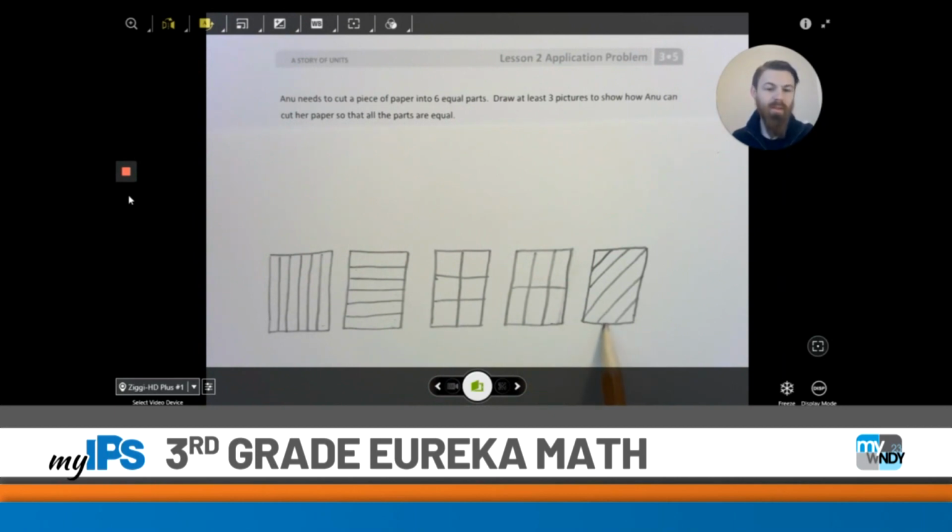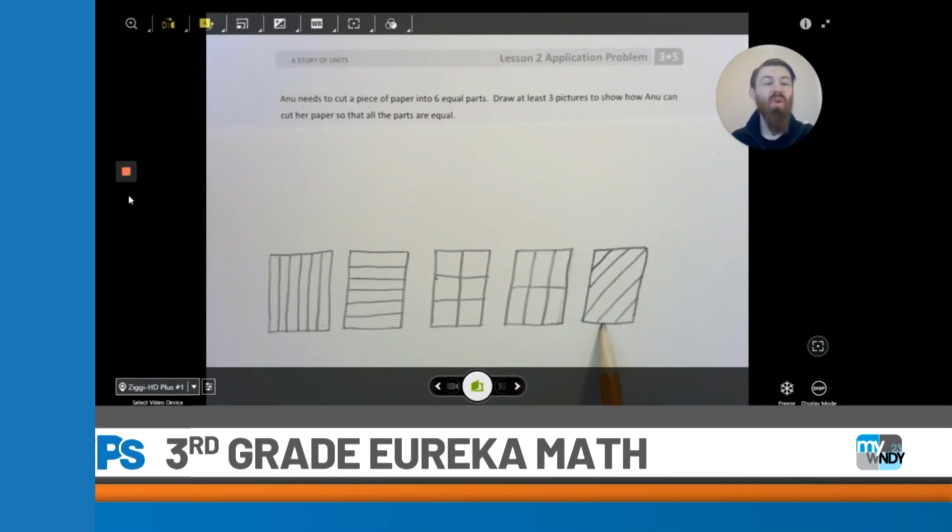Let's take a look at this one. Is this one partitioned into 3 equal parts? If you're saying or thinking no, you are correct.